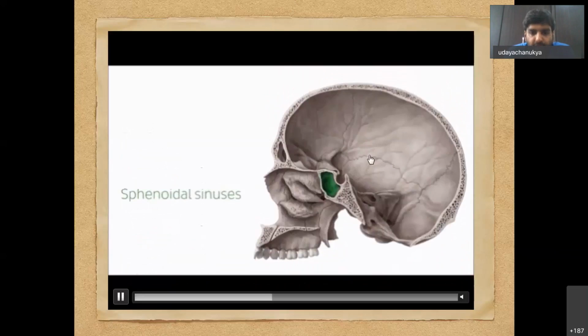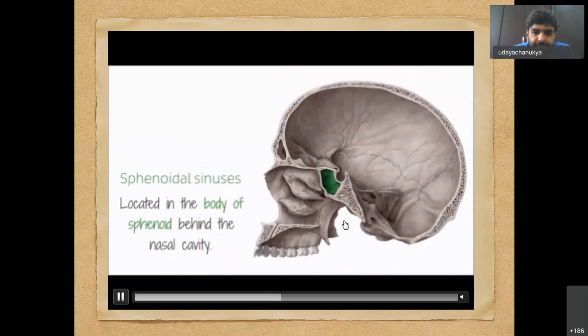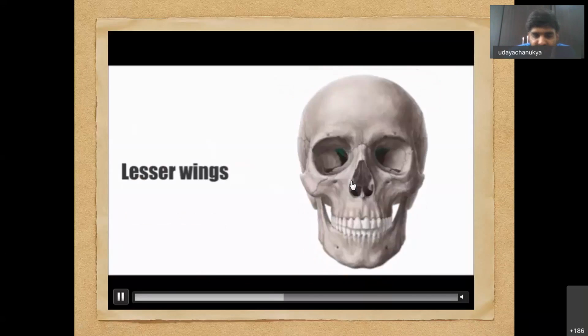Coming to the sphenoid sinus. The sphenoid sinuses are located in the body of the sphenoid bone, posterior to the nasal cavity. They are separated by the intersphenoidal septum.